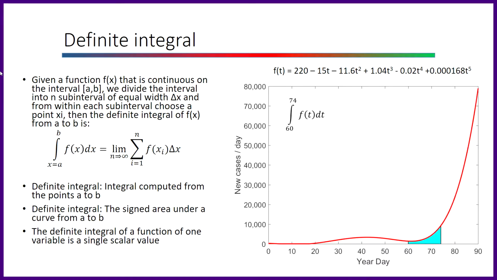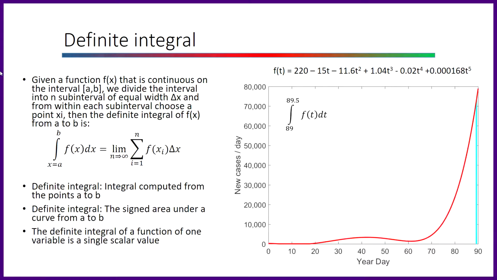We can also ask how many people tested positive during the first 2 weeks of March by computing the definite integral of f of t from t equals 60 to t equals 74. In that case, we find that 47,804 people tested positive in just that 2-week span. Of course, since we have this continuous function, we don't actually need to restrict ourselves to analyzing infection rates over monthly, weekly, or even daily periods. We could compute how many infections there were in only half a day.